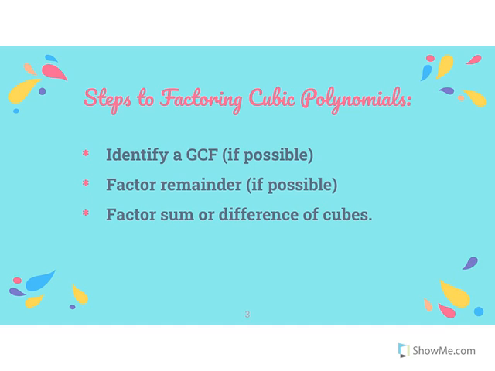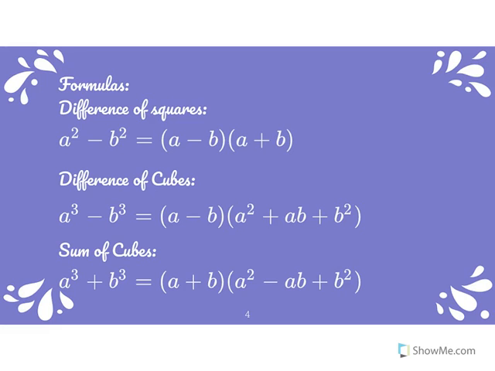The three steps to factoring cubic polynomials: you're going to identify a GCF if possible. If it's not there, you're going to skip the first step. Factor your remainder, also if it's possible, so you're going to be checking whatever you have left over in those parentheses to see if it's factorable. And then the last step is to check to see if we are able to factor either the sum or a difference of cubes.